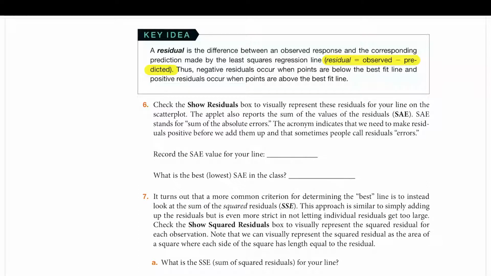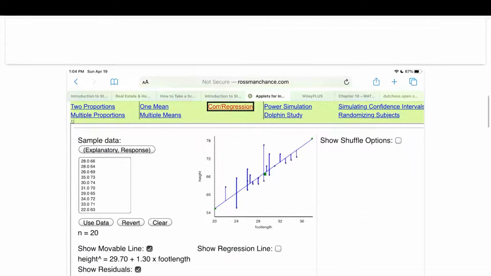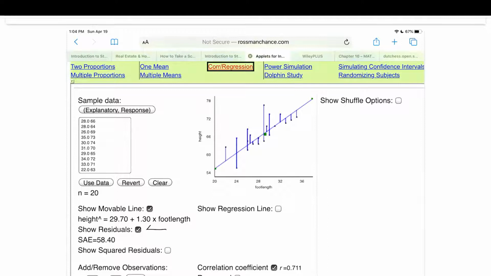Now we're going to use these residuals to help us find the best line for the scatter plot. So again, I hope that you are doing this for yourself in the applet and not just watching me do it. It says check the show residuals box in the applet. That's right here. And then you see all these blue lines appear, right? So just to help you understand, each of these vertical lines is a residual. So for example, up in the top right here, this is a negative residual.